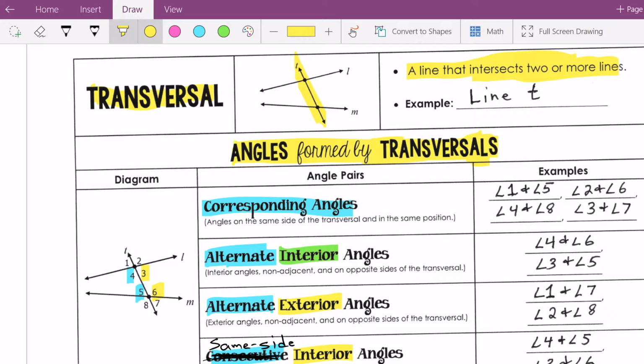Alright, just a quick recap. Corresponding angles are angles in the same position on both intersections. Alternate interior angles are angles on the inside of the intersections on opposite sides of the transversal. Alternate exterior angles are angles on the outside on opposite sides of the transversal. And same side interior, also considered consecutive interior, are angles on the inside on the same side of the transversal.